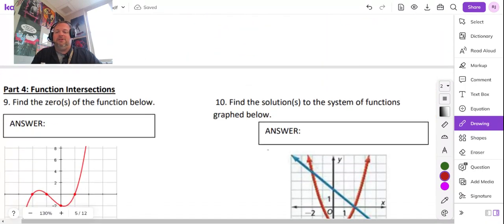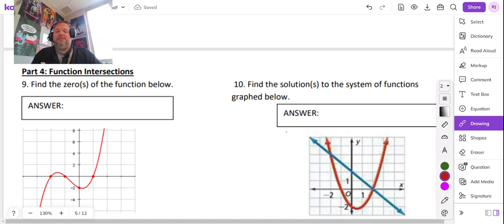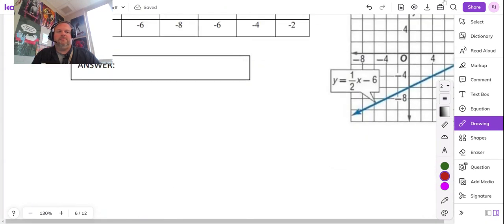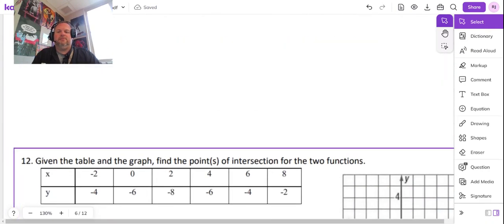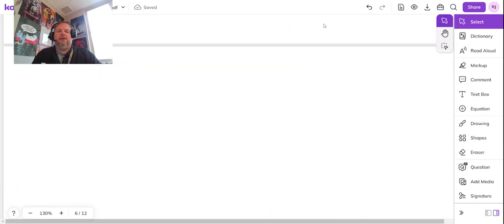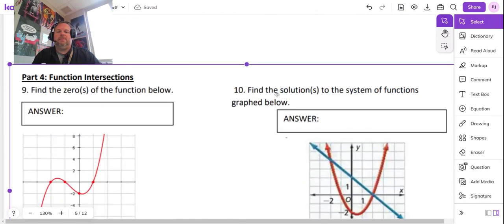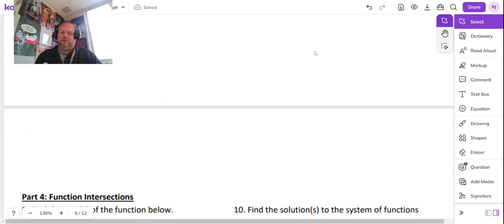Number 9, find the zeros of the function. Well, the zeros, okay, so where it touches. Here, let's do this, because I don't think it's showing. Let's grab this and move this down. Move this down. And then we're going to plug Q in right here.